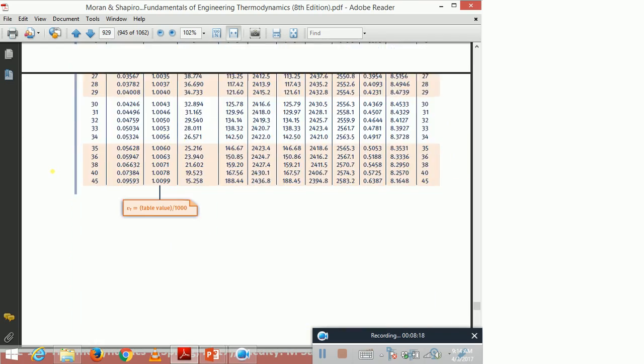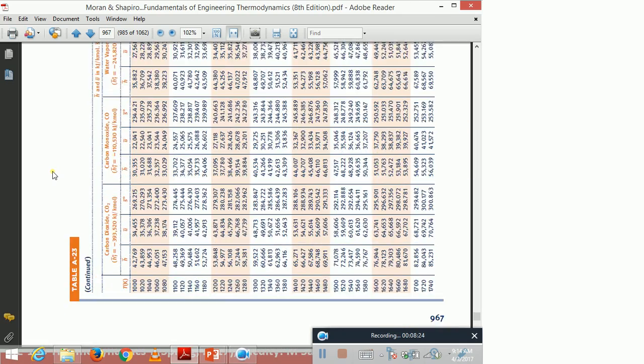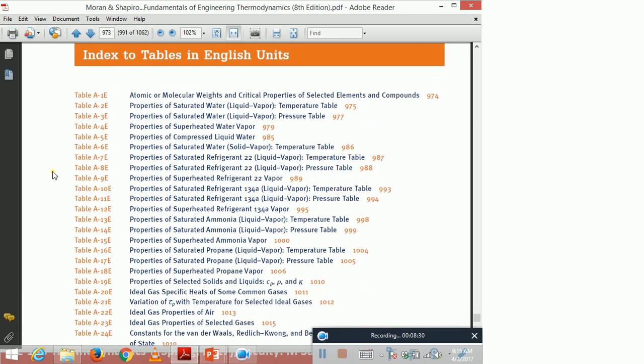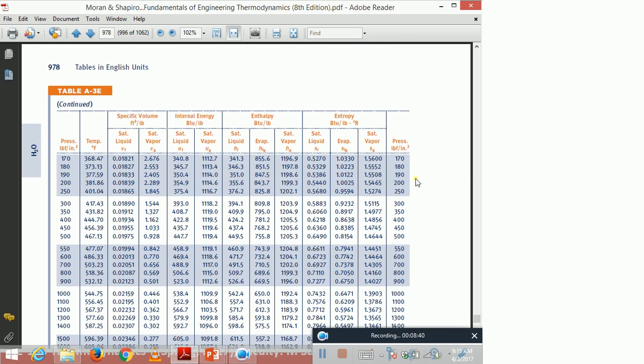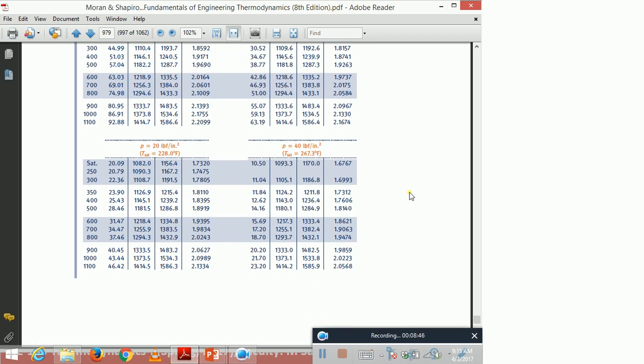Let's go to the tables with British Engineering System units, because we are talking about those things. Yeah, this is for English unit. Just see, this is for superheated water vapor table. So it is on page 979. Let's go to that and see. Yes, this one. Now, what was the pressure? It was 20 pound force per inch square. Now, what is the saturation temperature? It is what? 228 degree Fahrenheit. That's what it is.